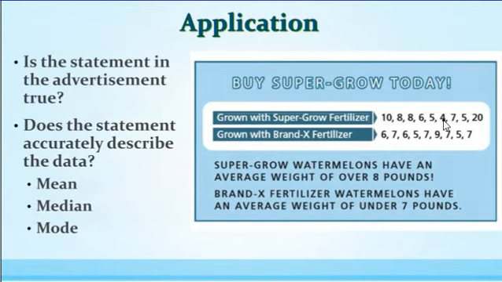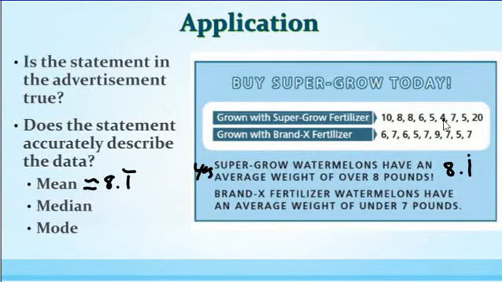Divide by 9 gives us 8.1 repeating. So it says the Super Grow watermelons have an average weight of over 8 pounds. Well, it's over 8 pounds because it's 0.1 over. So yes, that one is true.